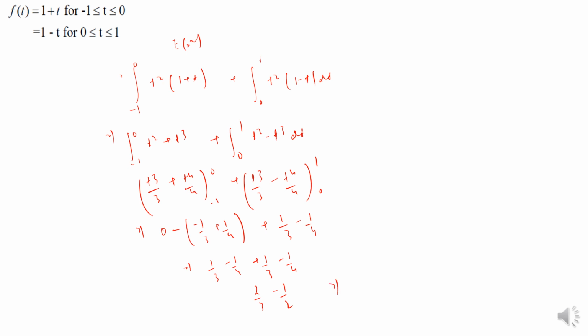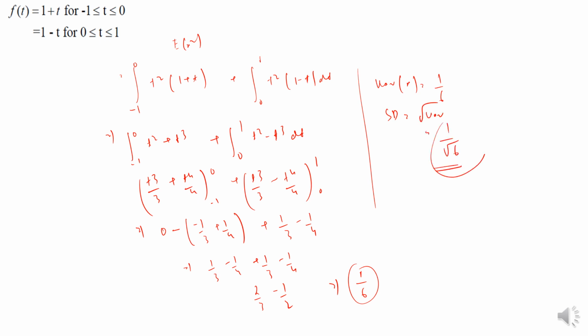This is 4 minus 3 is 1 by 6. So the variance of x is 1 by 6. What we want, the standard deviation, is 1 by root 6. So the answer to this question is 1 by root 6. Yeah, so this is the end of the first part out of the 7. So I will just conclude this.